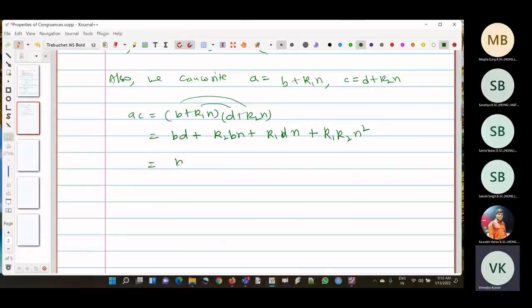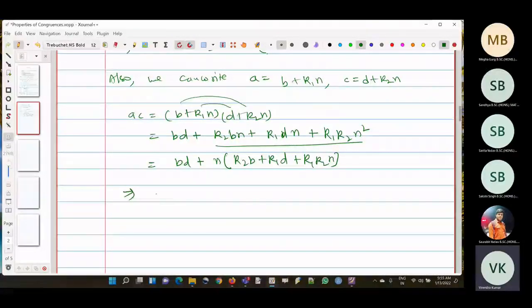So this equals B D plus, we can take n common from these last three terms. So we can take n outside the bracket. We can write k2 B plus k1 D plus k1 k2 n. Okay. So this means what?